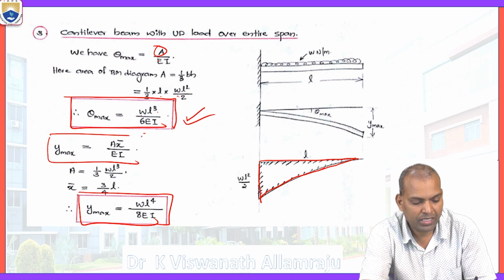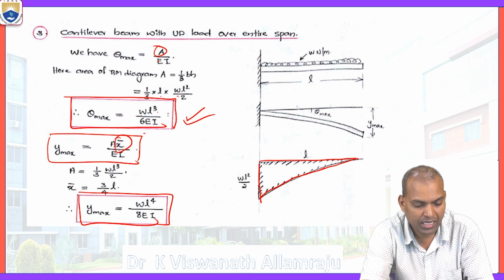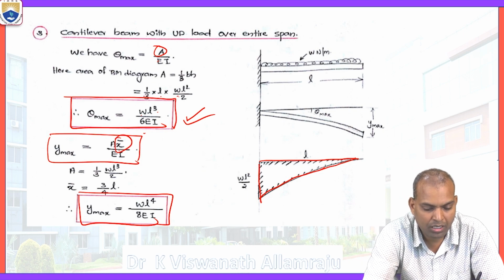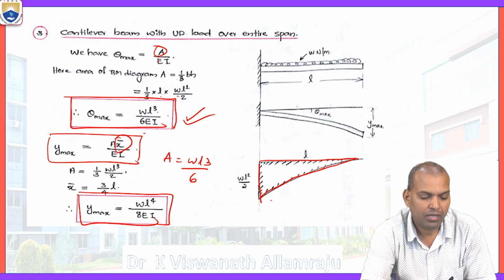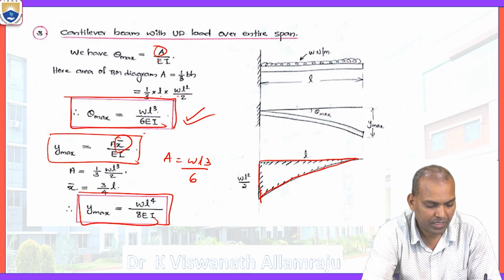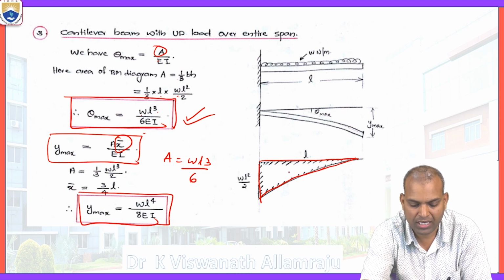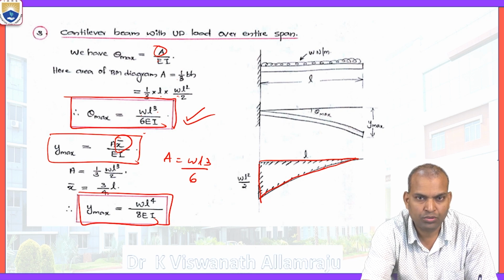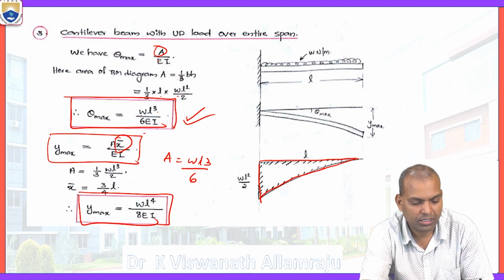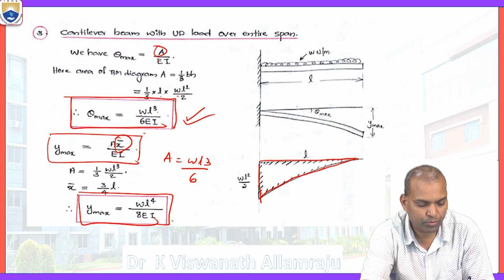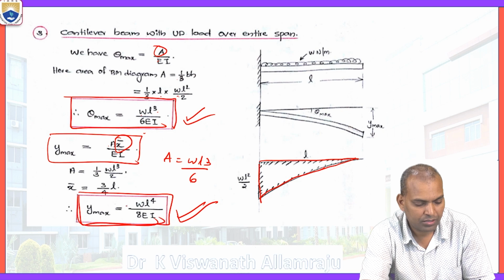What is A x bar by EI? What is the x bar? We know the A value is 1 by 3 times BH, that is WL cube by 6. A value is WL cube by 6. Now we want x bar. What is the x bar? That is 3 by 4 times L. Substitute x bar value and A value in the equation of maximum deflection, that is A and x bar, then WL power 4 by 8EI. This is for UDL.